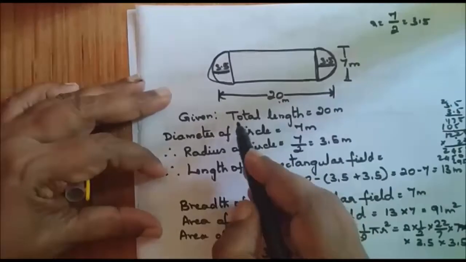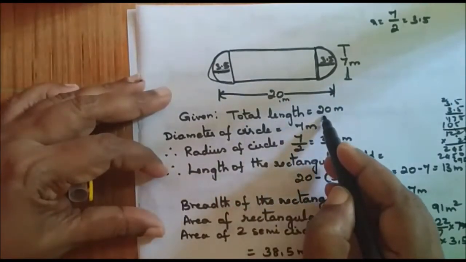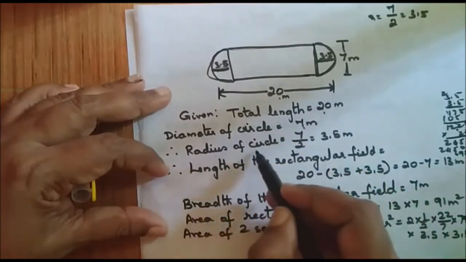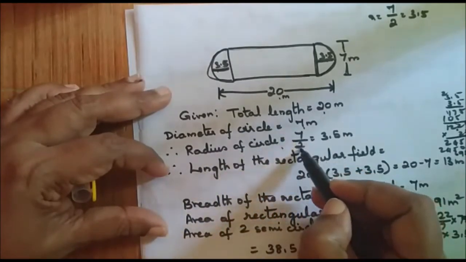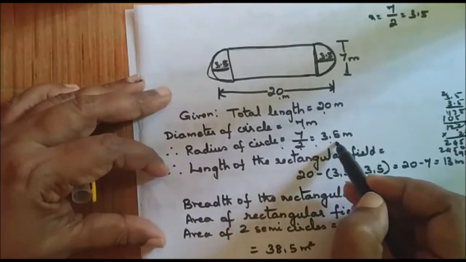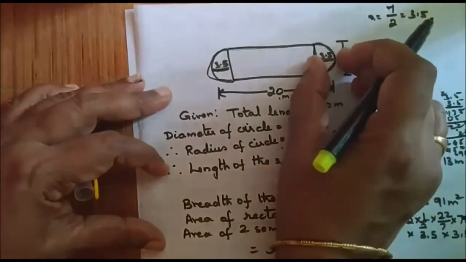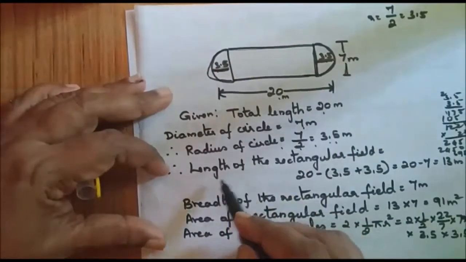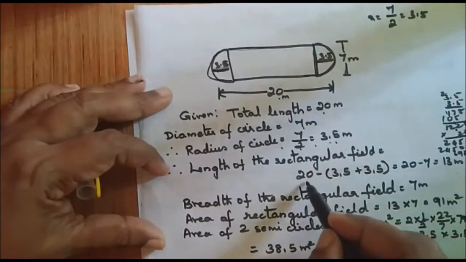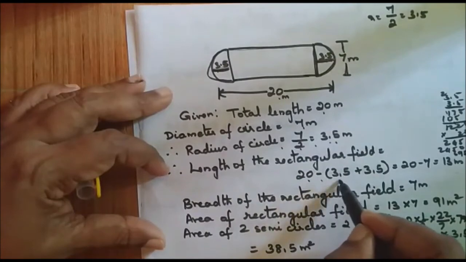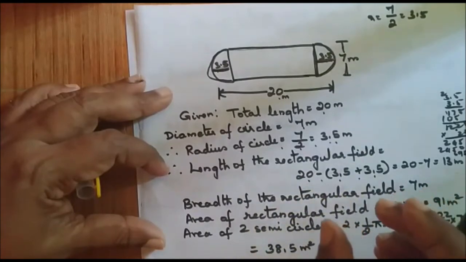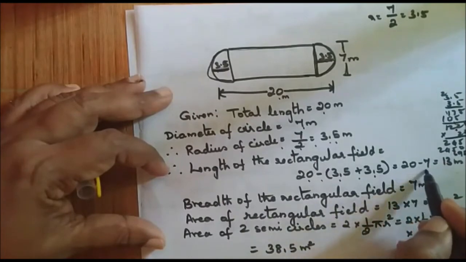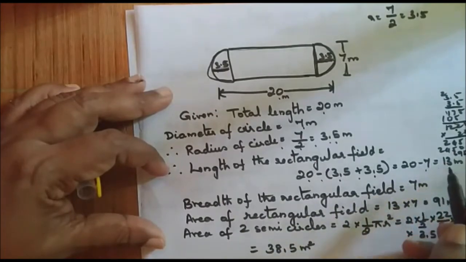Okay. So what are we given? Total length is equal to 20 meters. Diameter of the circle is 7 meters. Therefore, radius of the circle is equal to 7 by 2, which is equal to 3.5 meters. So here one 3.5 and here one 3.5. I hope you get it. Length of the rectangular field is equal to 20 minus 3.5 plus 3.5. We subtract the 3.5 from both the sides. So we get 20 minus 7 is equal to 13 meters.